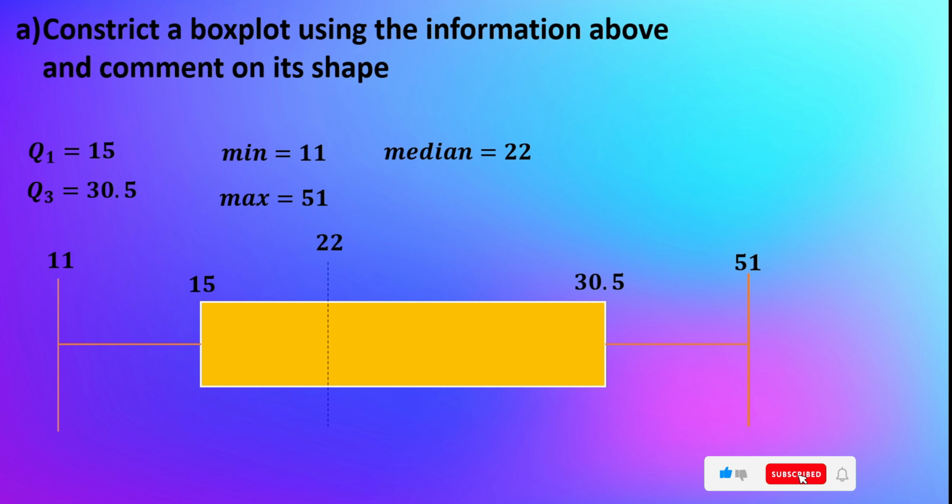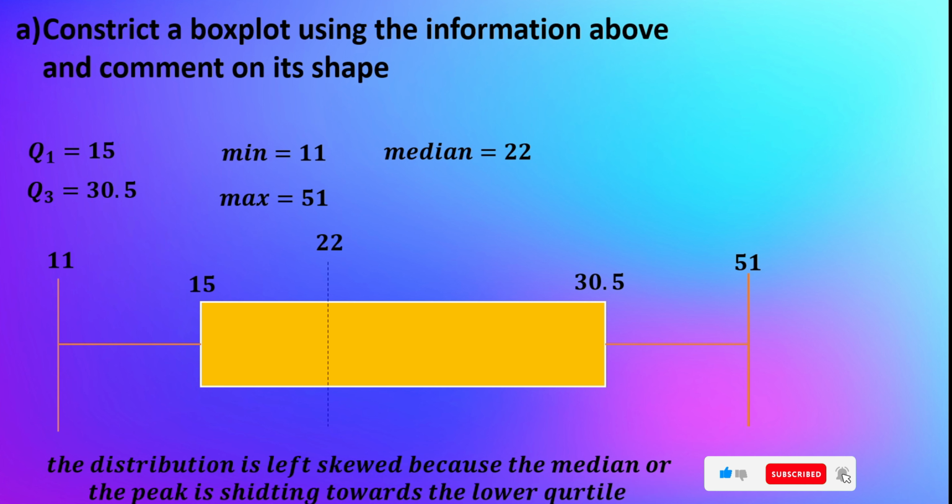So now the comment. On commenting, we have to know that the distribution is left skewed because the median is shifting towards the lower quartile. As I explained before, this median is nearer to 15 than to 30.5.